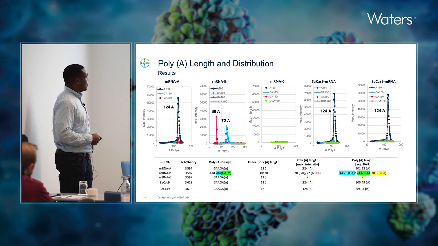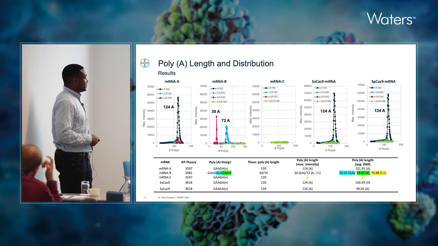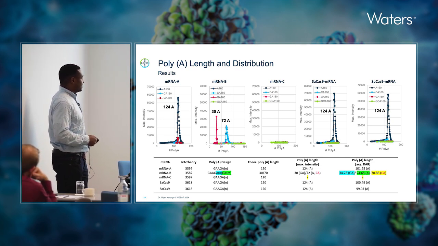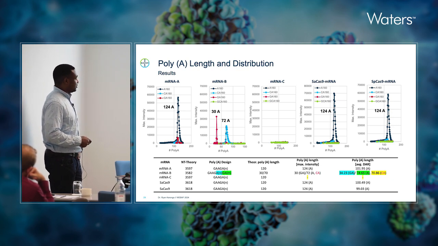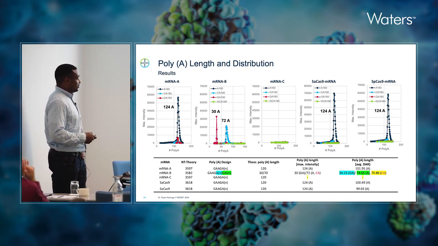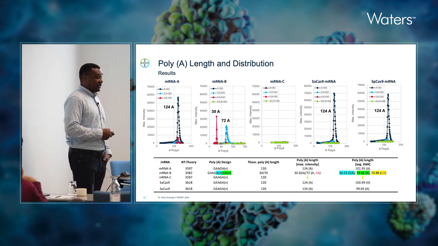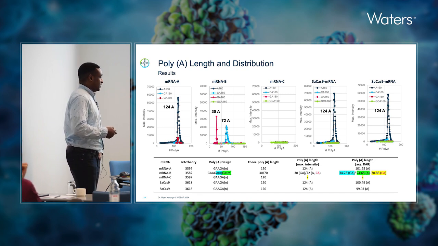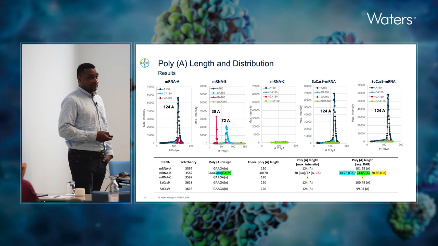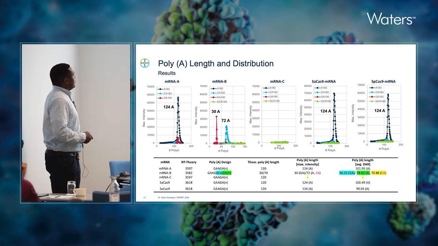mRNA synthesis collaborators. For mRNA C, as seen before, we don't detect the poly-A, and for SA and SP-Cas9 mRNAs, also 120 A species are expected, and we are able to detect them. So what we report is the maximum intensity peak for species, and we also report an average value, which is a weighted average according to the intensity of the peak, so that we can determine the polydispersity of the poly-A tail.